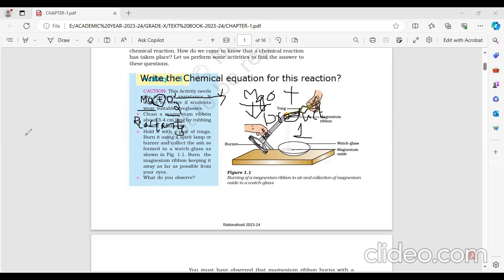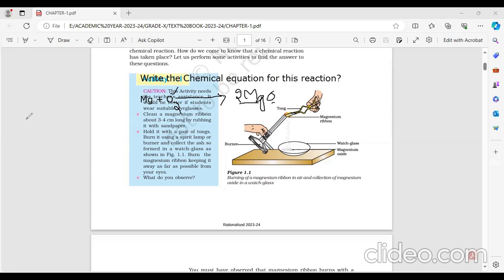Now if you observe, on the left side there are two oxygens, whereas on the right side only one oxygen. So what we need to do is balance it. How to balance? Two oxygens are required, so I'll put two here. If I put two here, then how many magnesium? Two magnesium and two oxygen. Here two oxygen, so it is balanced. But what about magnesium? It is not balanced. So again I need to put two here, then it gets balanced.